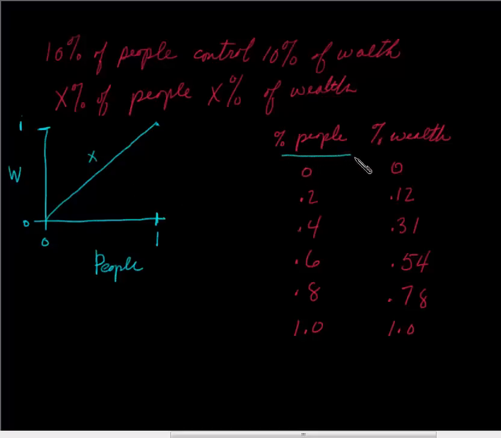And this is hypothetical. I don't think this represents any real place. But this is simulated data where I've got the percent of the people in this first column and the percent of the wealth in the second column. So this tells me things like 40% of the people control 31% of the wealth. 80% of the people control 78% of the wealth. Or another way to say the same thing, the top 20% of the people control 22% of the wealth. So this actually represents a country or a county where the wealth is fairly evenly distributed.